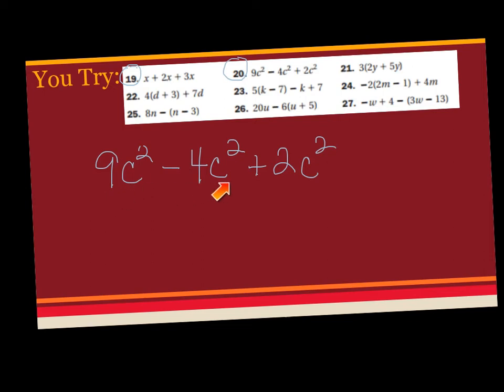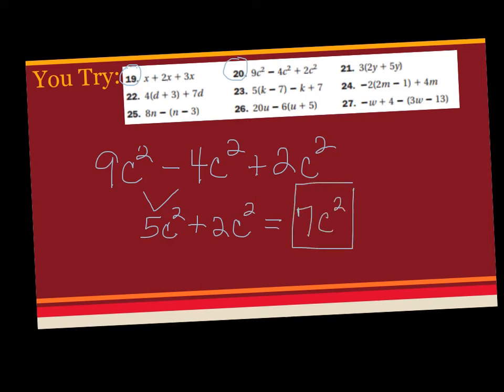And they're all like terms because they all have c squares. So let's go ahead and combine them. 9c squares take away 4c squares. That's 5c squares. Add that to 2c squares. That's equal to 7 of them. 7c squares. You're done. A 3-term expression simplified down to a single term. That's not always going to happen, guys. It just happened this time.